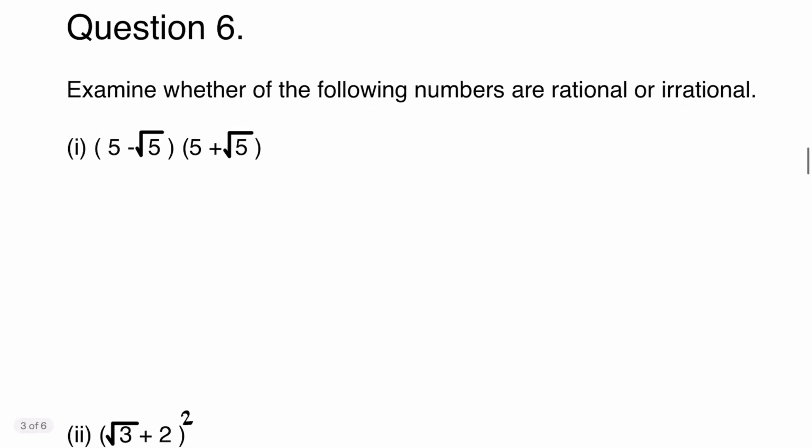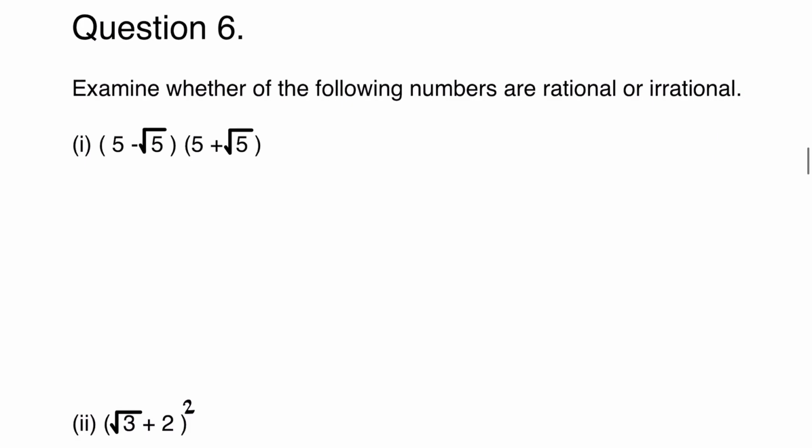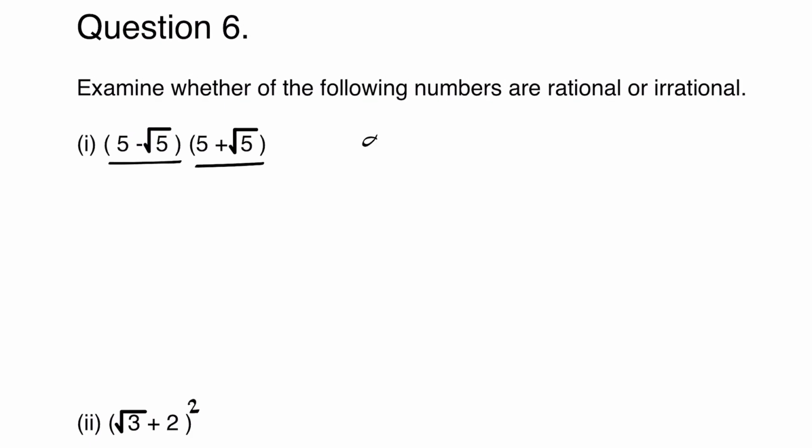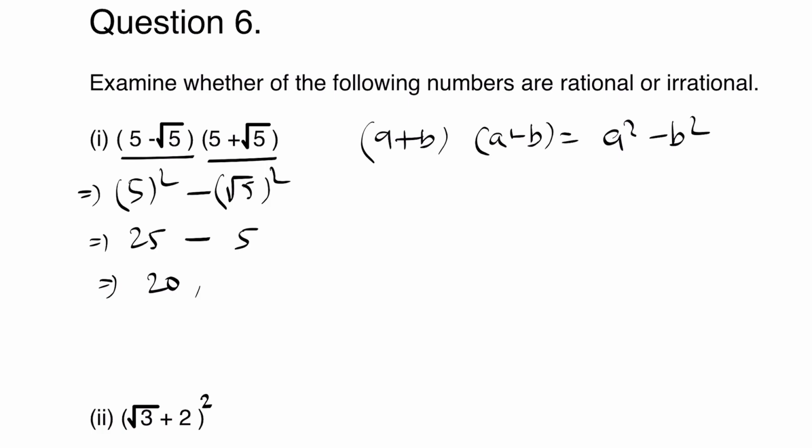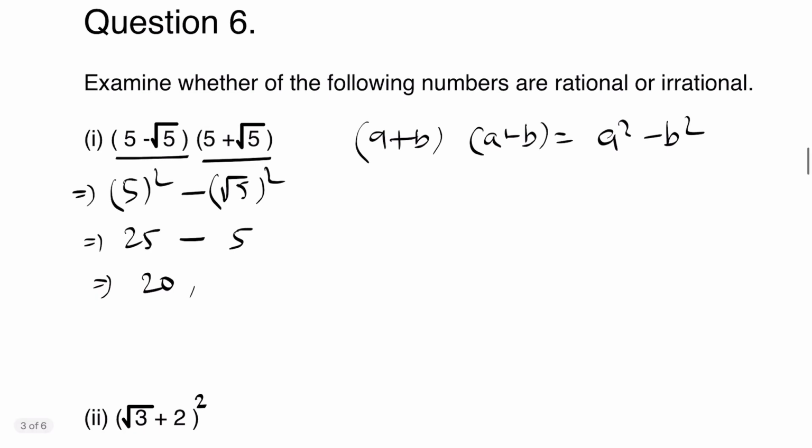Okay, the next question is, examine whether the following numbers are rational or irrational. Now we have to check this. So again, this is the number in the form of a plus b and a minus b, which is equal to a square minus b square. So this will become 5 square, and root 5 square, which is equal to 25 minus 5, which is equal to 20, which is in the form of p upon q, or an integer. So this is a rational number.